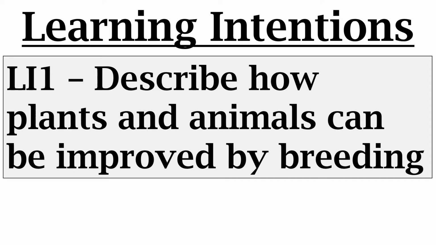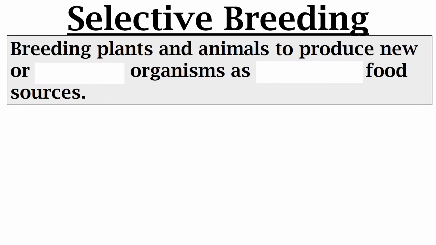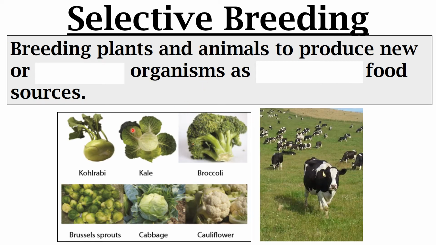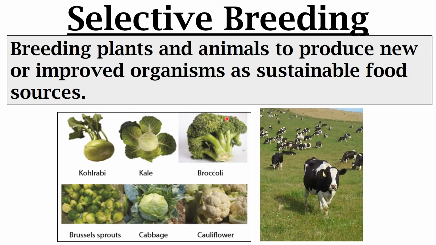So first part of this, describe how plants and animals can be improved by breeding. So first of all, just a definition. We have selective breeding. This is a process which is controlled by humans. So it's breeding plants and animals to produce new or improved organisms as sustainable food sources. Sustainable, again, a key word here, because it's something that we have to maintain for a period of time.